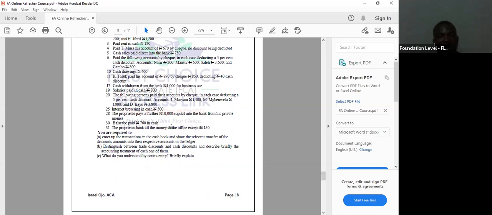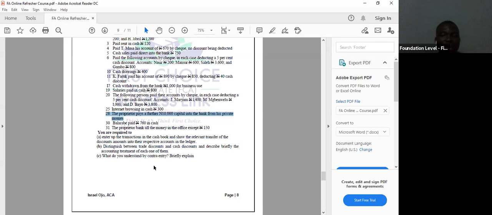Then after that, the next thing we have is October 28th. October 28 says the proprietor pays a further 10,000 capital into the bank from his private money. Now, capital is a fund that is used to start up a business, or the amount used to increase or invest. So it might not be just startup. Maybe when they are into the business, there is an addition of resources into the business by the owners.